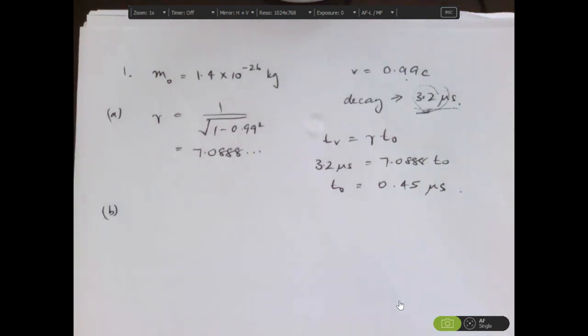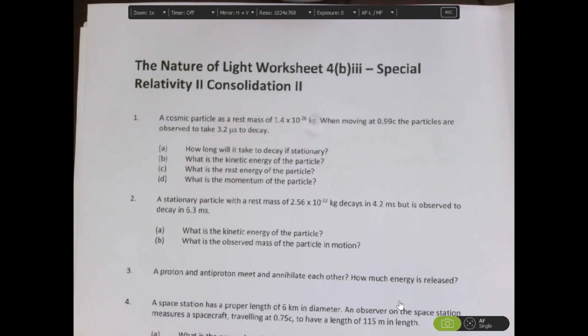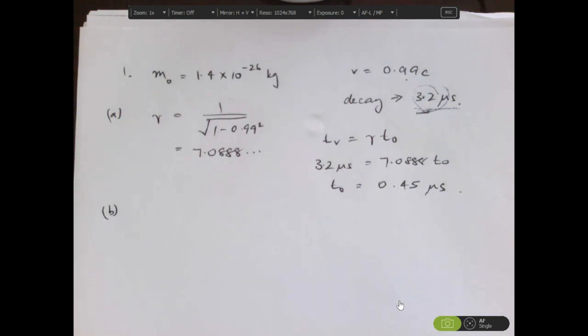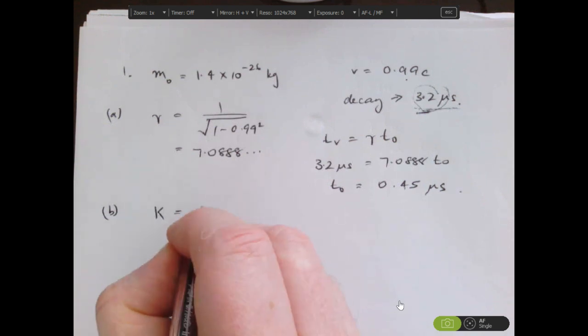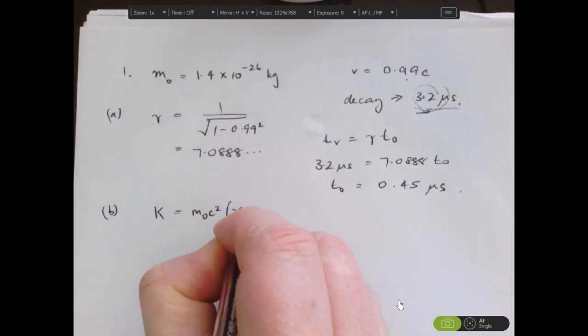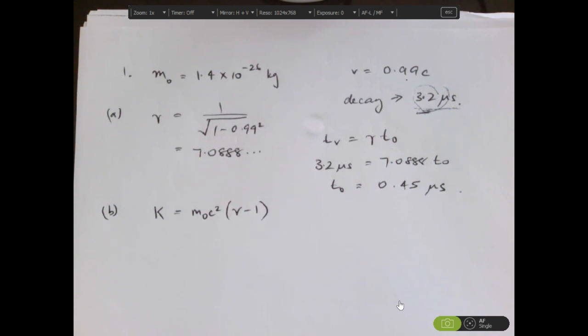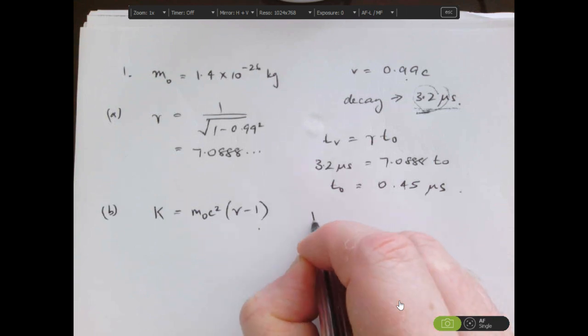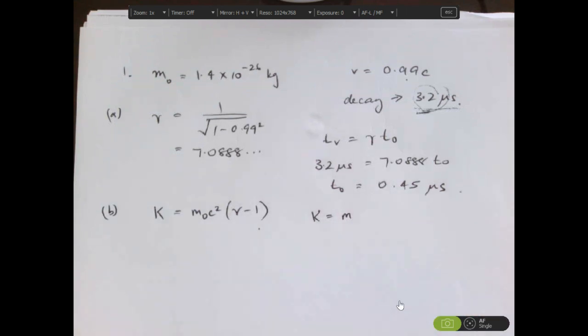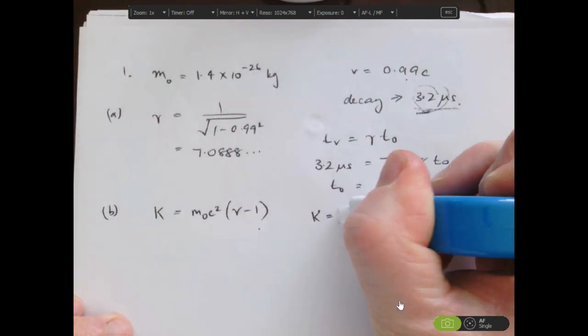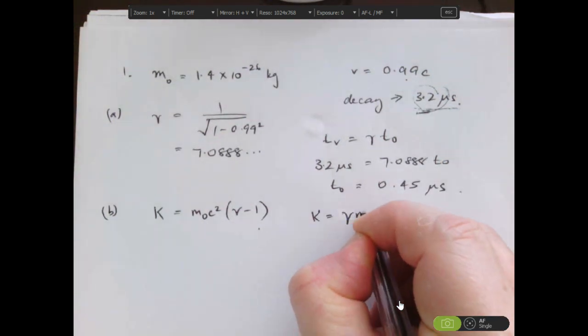Now B is asking us to find the kinetic energy of the particle. So we've memorized, hopefully now, that the kinetic energy of a relativistic particle is equal to m naught c squared times gamma minus 1. Okay, it's easier to just remember this formula and simply apply it. The other option is you could do it from first principles and say the kinetic energy is, I'll just write that up properly, gamma m naught c squared.